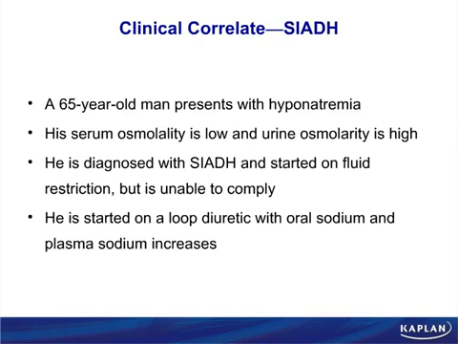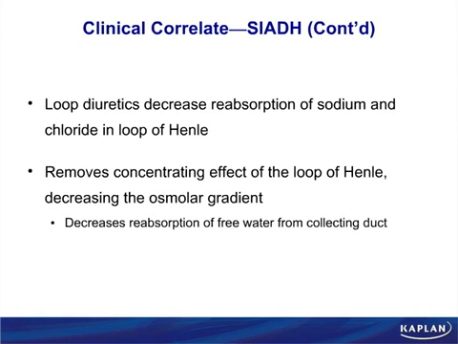This may be difficult to do in some patients. So what do we do in these situations? Well, we give the patient oral sodium, but in addition to that, we can give the patient a loop diuretic. How do loop diuretics help here? Well, loop diuretics, by inhibiting the sodium potassium 2-chloride transporter, remove the effect of the loop of Henle. They erase the loop of Henle.